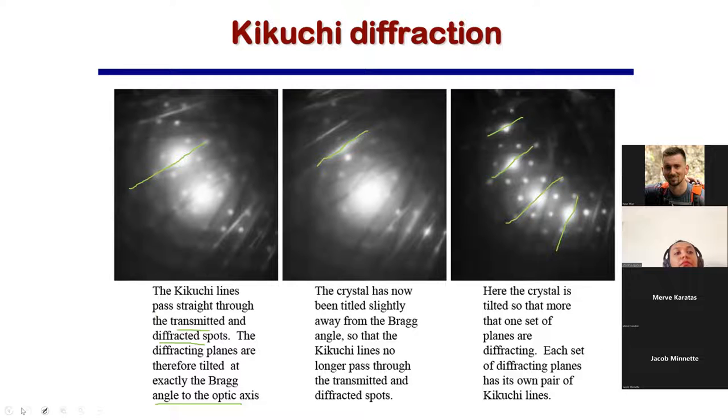Yeah, I have a question, Shradha. So in that first picture, so the caption passes straight through the transmitted and diffracted spots. To my layman's eyes, I see spots on there that have no lines passing through them. Do you just have to be conscious of like what specific?